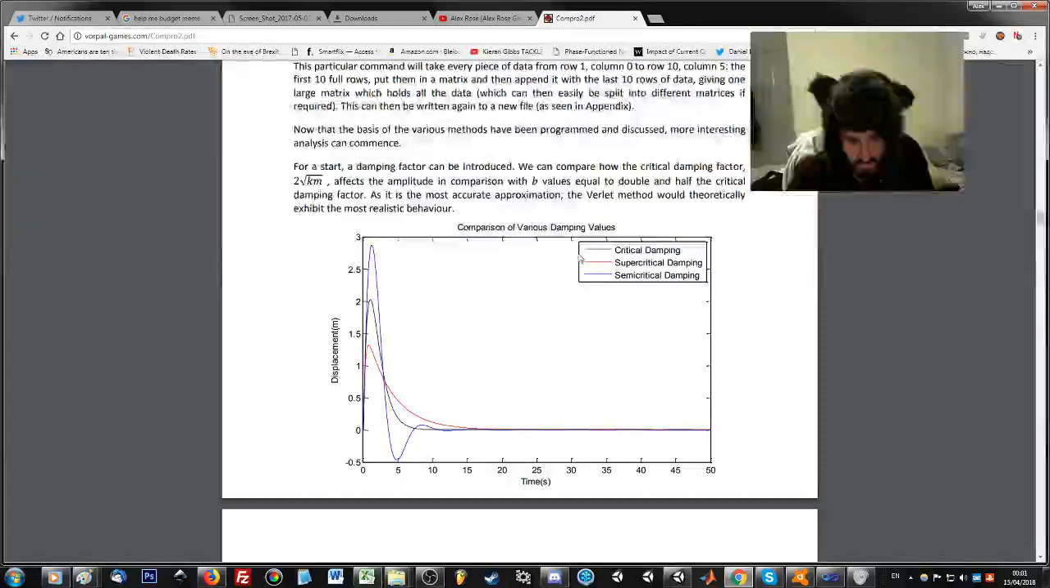So this red one is supercritical damping, in that it's so damped that it takes a while to get there, right? So if you tell it, hey, I want you to go here, then it's gonna be really slow, and it's really bad. You never want to be supercritical.